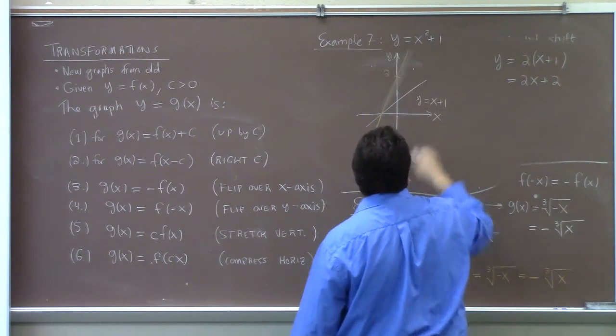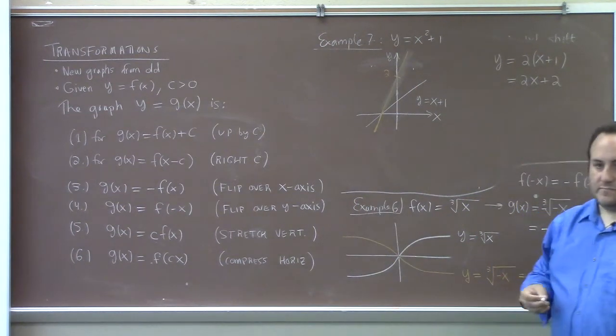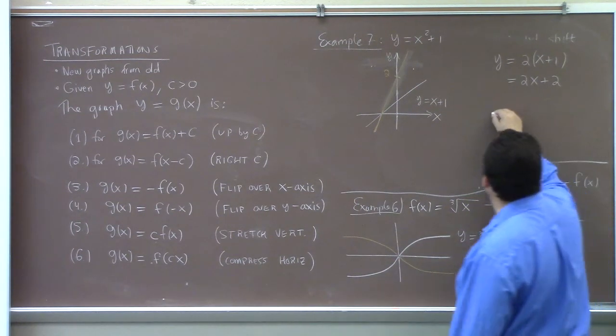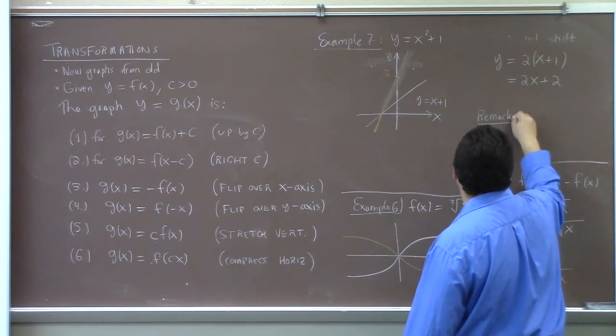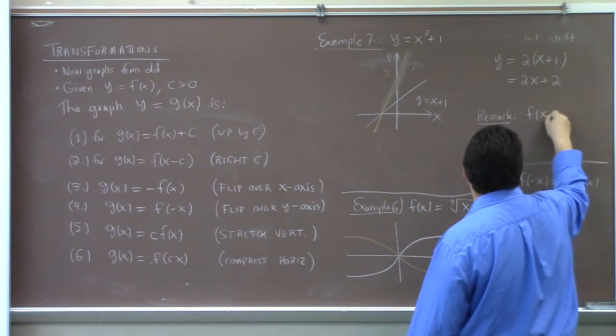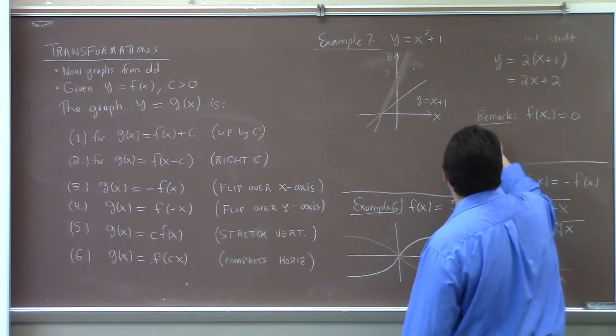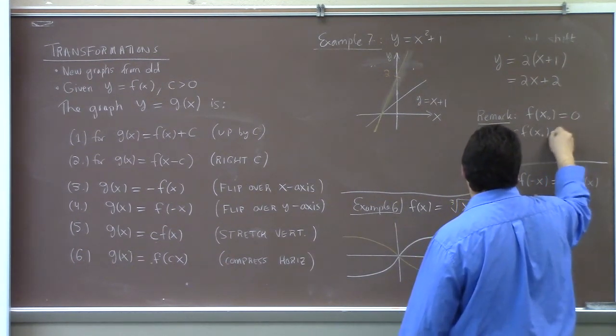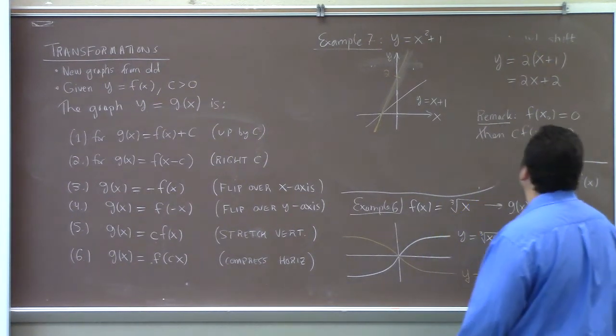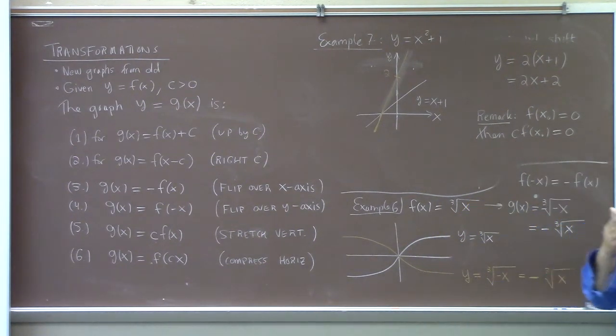I guess that's something that might be useful. Think about this. If you had f of x naught equal to 0, then c times f of x naught equals 0. What that tells me is that if I take a graph and I stretch it vertically, any x-intercept of the original graph will still be an x-intercept of the new graph.